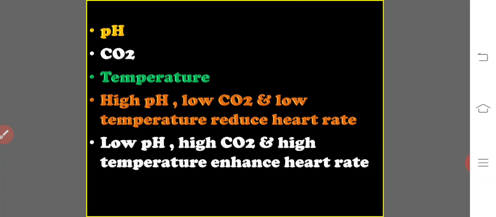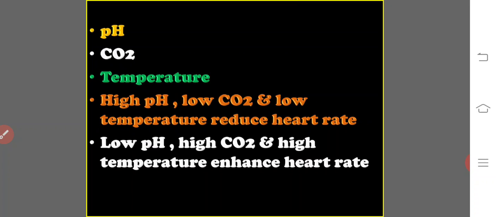High pH reduces the heart rate, low pH raises the heart rate. Low CO2 reduces the heart rate, high CO2 raises the heart rate. Low temperature reduces the heart rate, and high temperature enhances the heart rate. These are the things we should remember apart from the regulation of the heartbeat.